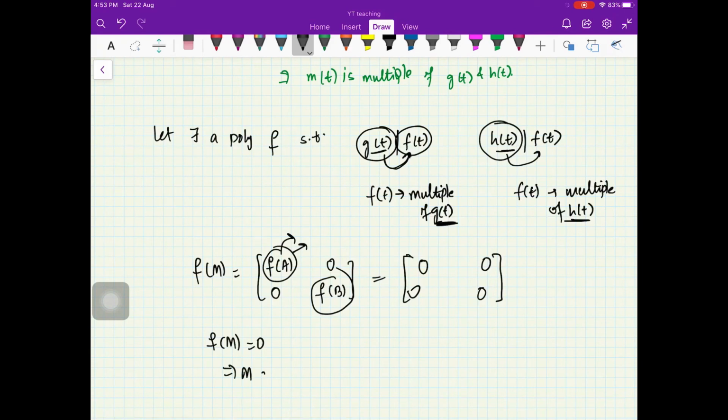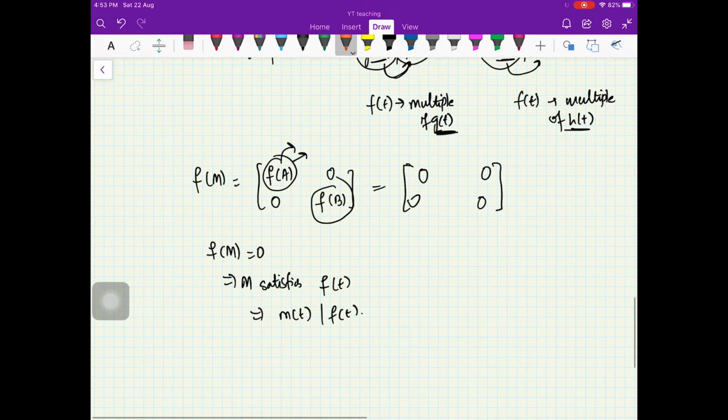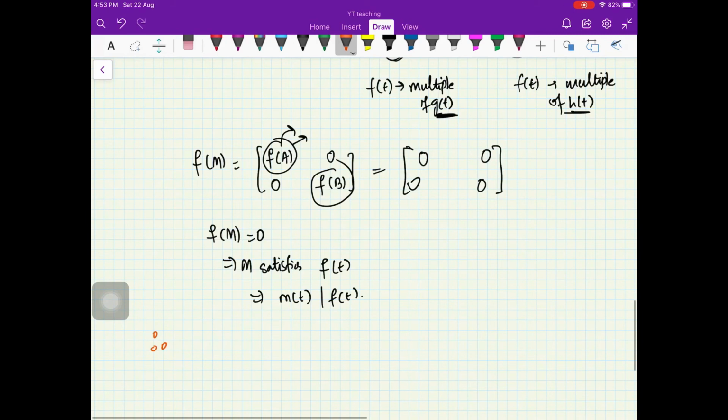So it means that M satisfies polynomial Ft. Therefore the minimal polynomial of M, which is MT, divides Ft. So what you get is that MT divides the minimal polynomial of A, which is GT, and MT divides the minimal polynomial of B, which is HT.